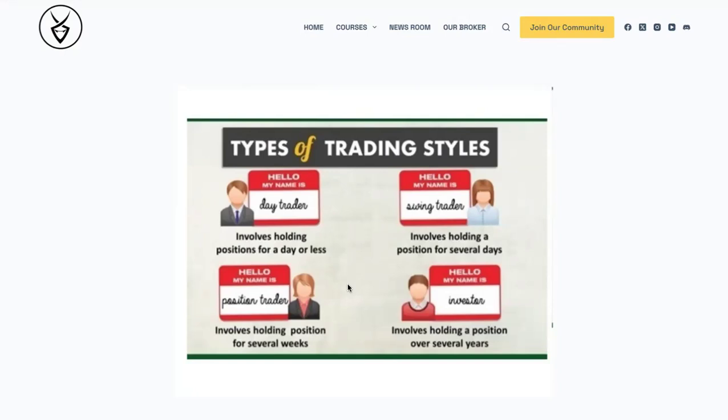5 minutes, 10 minutes, 15 minutes, the whole day, 2 days. What kind of trader all day? Okay, so you're a day trader, right? A day trader holds a position for a day or less. A swing trader is a person that holds the position for several days. A position trader holds a position for several weeks.